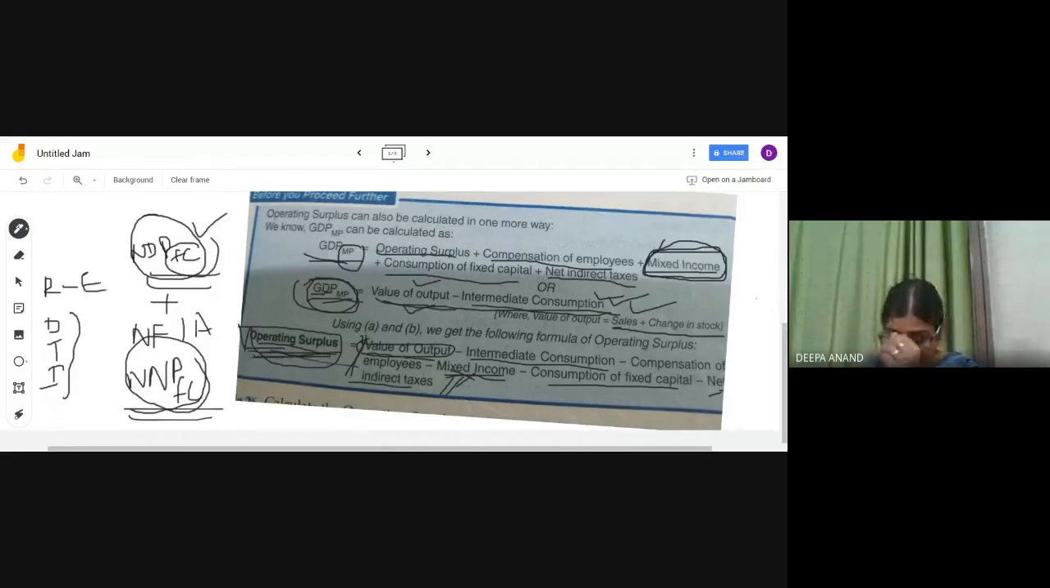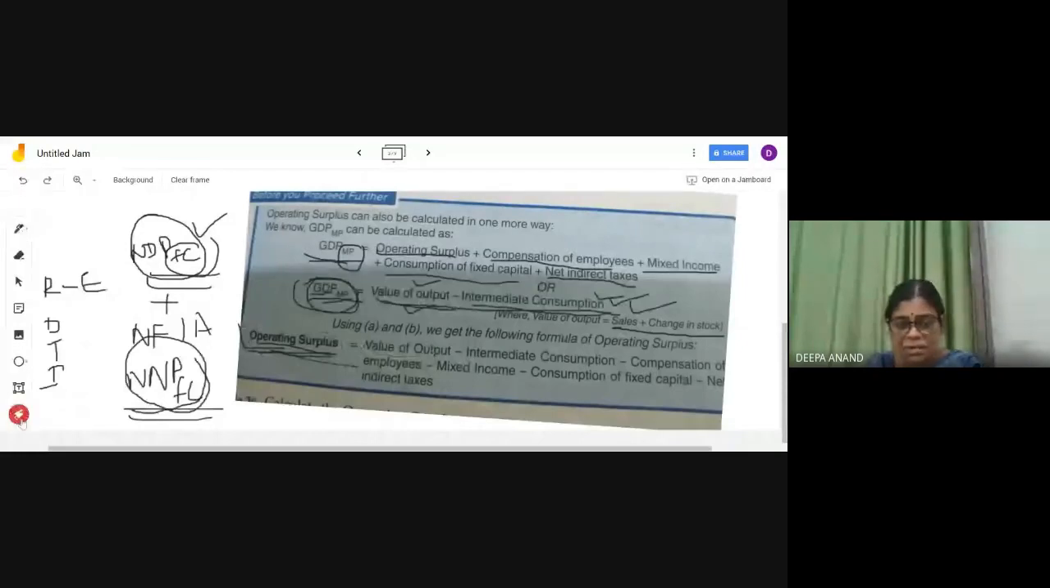So look at this. As I have explained this much, you don't want to learn it by heart. That's why I told you the logic of why this equation. See the equation. What is the equation? Operating surplus is equal to value of output. Value of output means your sales. Sales means the revenue. Sales minus whatever expenditure there is, that is intermediate consumption, compensation to employees, and mixed income because it is here.